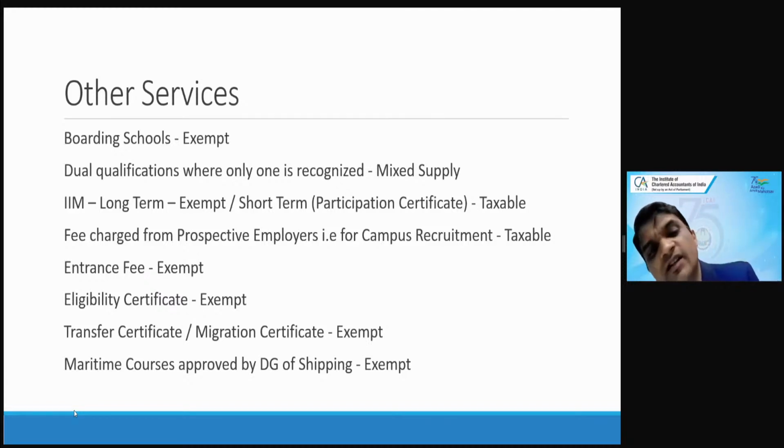Pilot coaching, yes, that is also part of the educational institution, because you're getting a degree which is recognized by law. So pilot coaching will not be liable; it will be exempted.